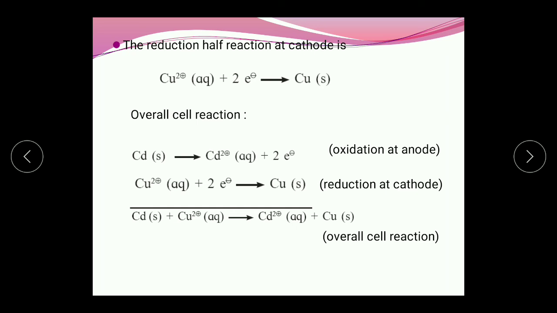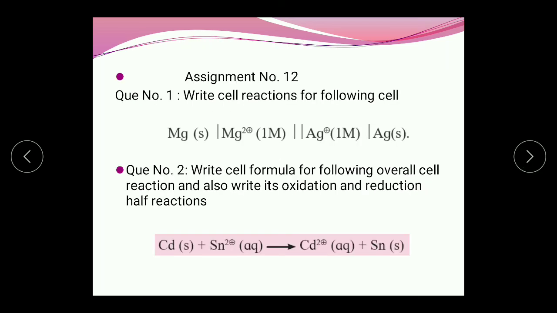The question may be asked like this also. So, for today, the assignment will be the same. Write down the cell reactions for the following cell: Mg | Mg²⁺ || Ag⁺ | Ag. What do you understand by this? That means this is the anode, this is the cathode. Here it is oxidation, magnesium getting converted into magnesium 2+ ions. Here, silver Ag⁺ will get converted into solid silver, that will be reduction.